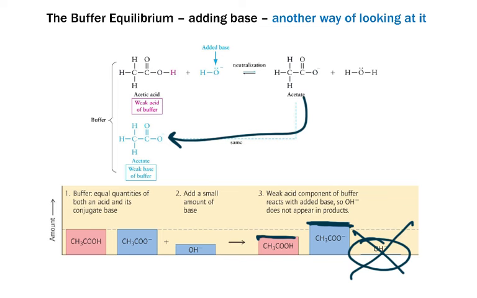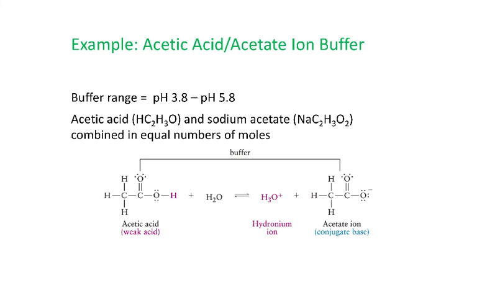All right, let's look at an example. I think this would be the best thing to do next. Here's the acetic acid acetate ion buffer. It has a buffer range from about 3.8 to 5.8. And so it would be if you had acetic acid and let's say sodium acetate combined in equal numbers of moles. And here is the chemical reaction: HA plus water makes H3O plus and A minus.